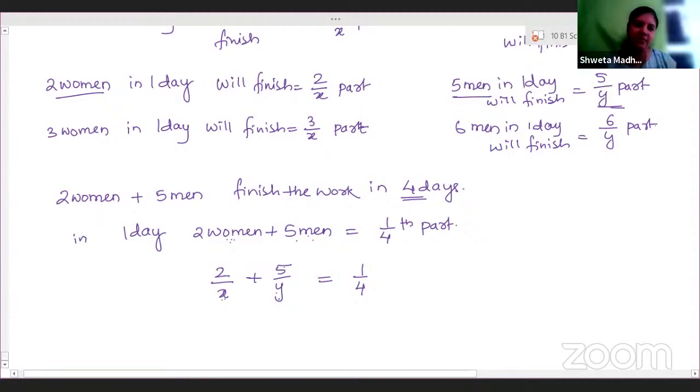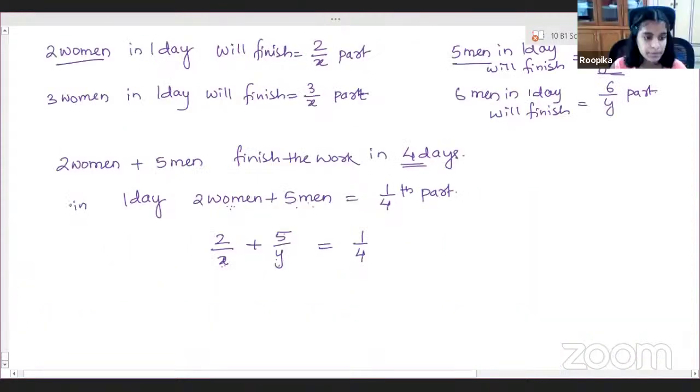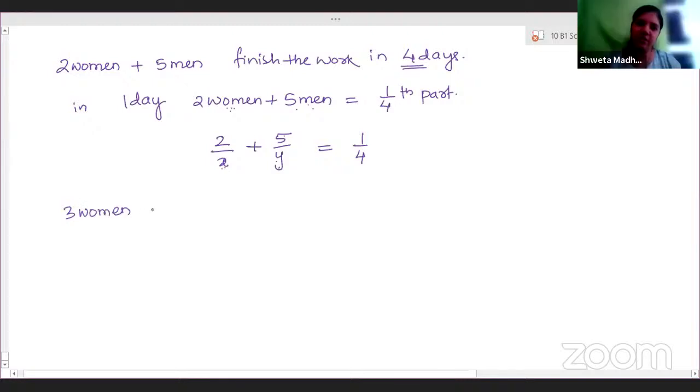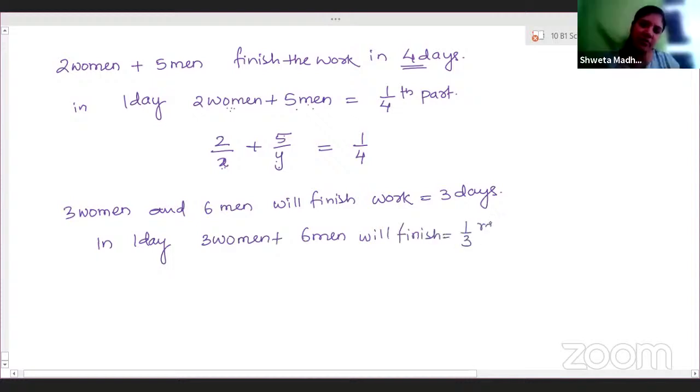Now the second proportionality: 3 women and 6 men complete the work in 3 days. So in one day, how much part of the work do they finish? 1/3. So 3 women plus 6 men will finish 1/3 part of the work, right?